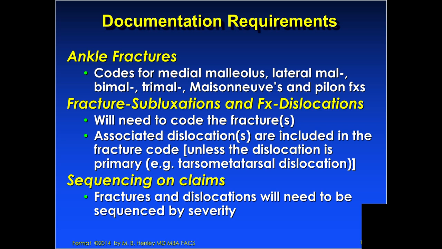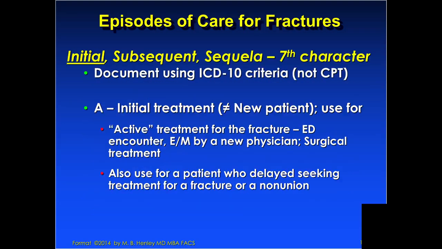We also need to sequence on our claims the most important or most severe diagnosis first. So when you list these in your documentation, the most significant injury or component is documented first with the comorbidities to follow that. Again, whether you're in the S chapter for injuries or the M chapter for orthopedic conditions, the three most common episodes of care characters are A, D, and S. They are not the same as CPT codes, meaning a new patient or initial, because A stands for active treatment of a fracture as an example.